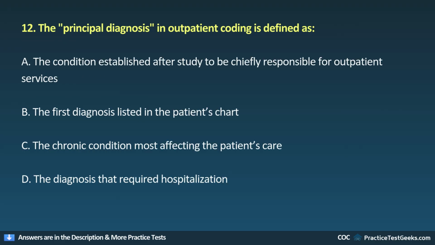12. The principal diagnosis in outpatient coding is defined as A. The condition established after study to be chiefly responsible for outpatient services. B. The first diagnosis listed in the patient's chart. C. The chronic condition most affecting the patient's care. D. The diagnosis that required hospitalization.